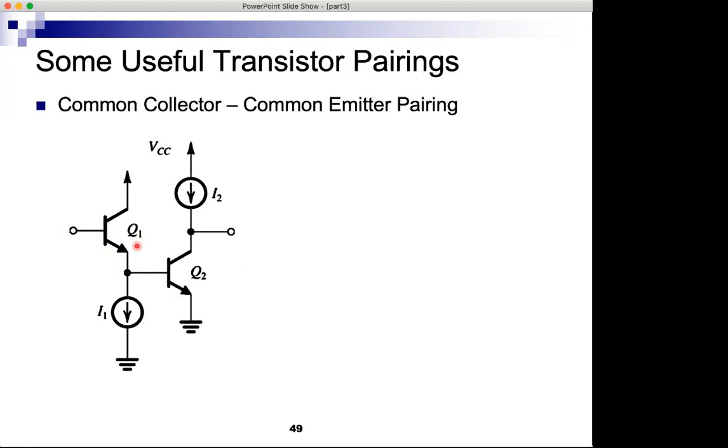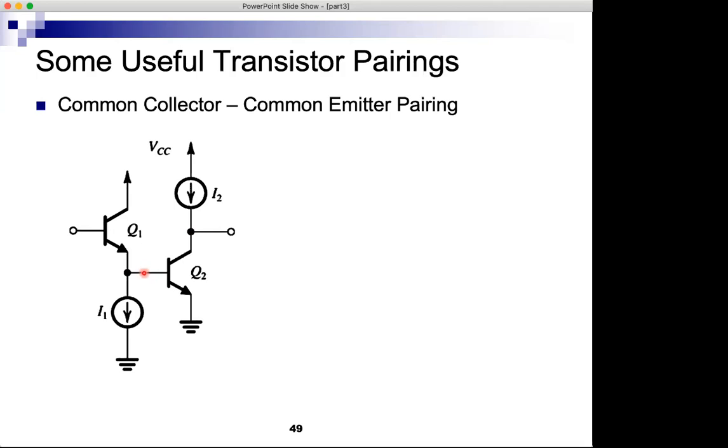Okay, so back to the capacitor CMU2. The capacitor was the problem capacitor because it affected our bandwidth. It made our bandwidth small. In this case, it's still there. It didn't go away. But in the case of this pair, the resistance seen by CMU2 will be very small.